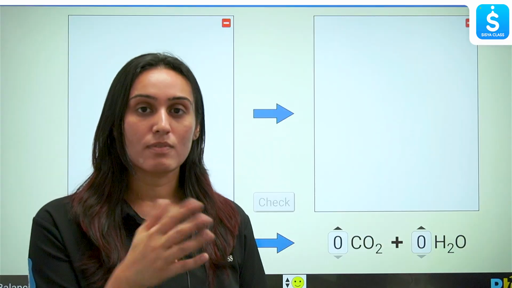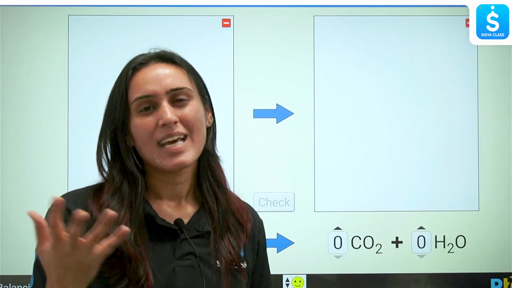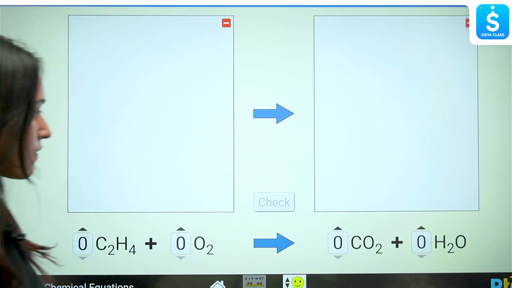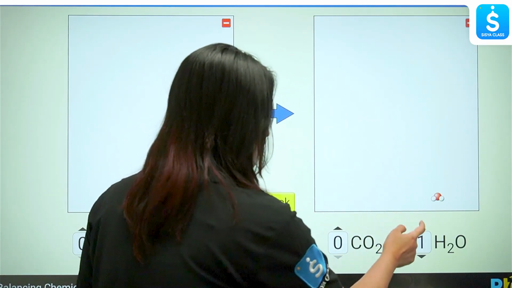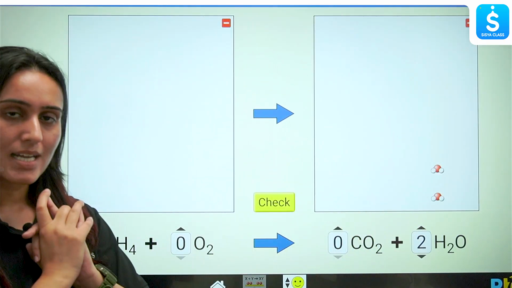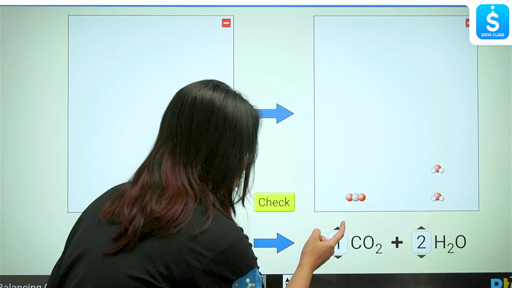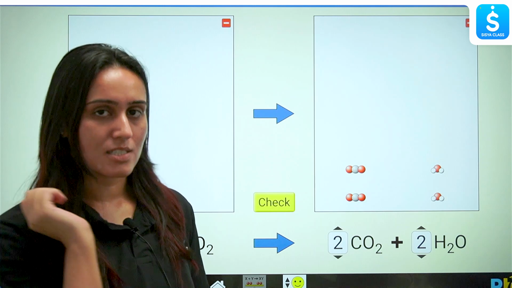Okay, so which atom should we start with? Let's start with hydrogen, which is present in a larger amount. Okay, so let's balance this one by increasing it by 2. Okay, the hydrogen part is done. What about carbon? I can see 2 carbon atoms are here. So this one also must be 2. Okay, this part is also done.